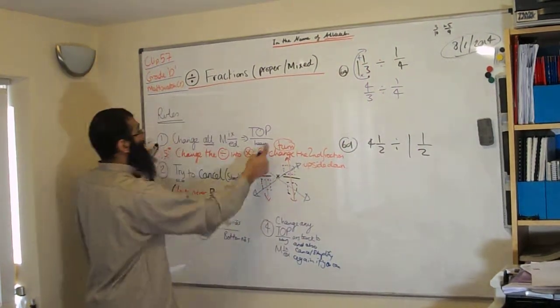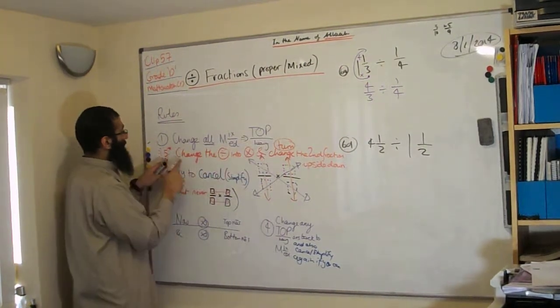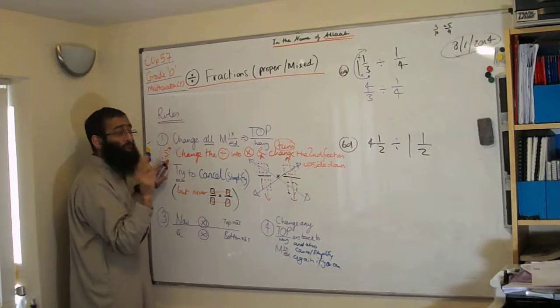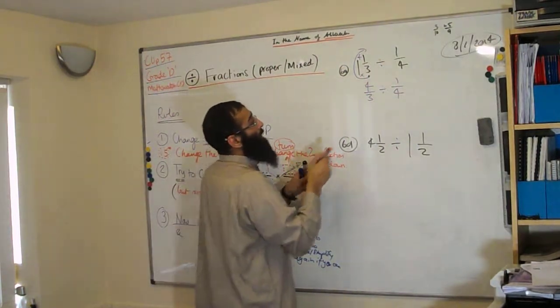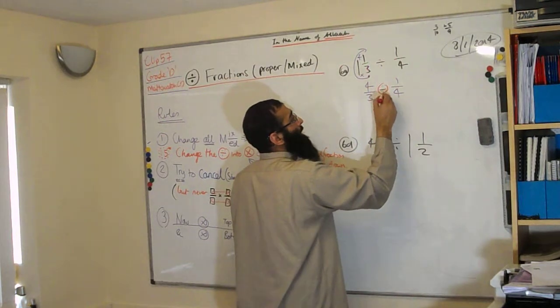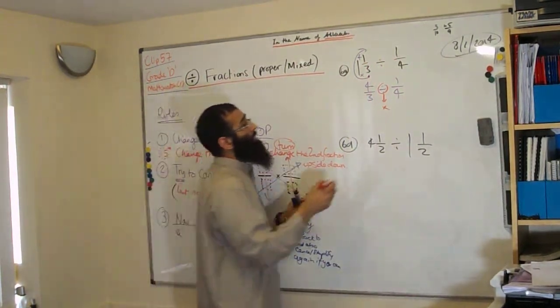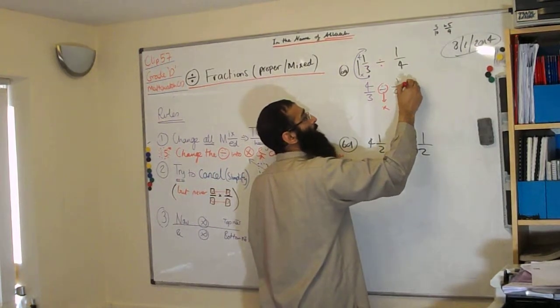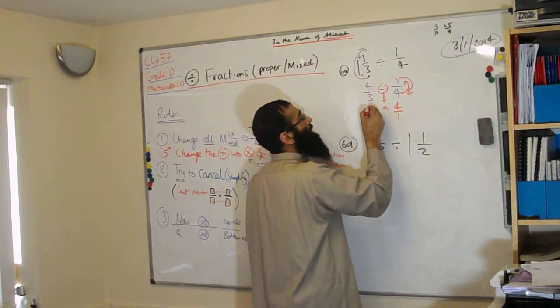Now, we've done step 1: we've changed the mixed into top heavy, and we copied the one down. Step 1.5 kicks in, the special rule for division: change the division into times. So this sign here now becomes a times, and we change the second fraction upside down. So that goes there and this one goes here. So we now have 4/1.